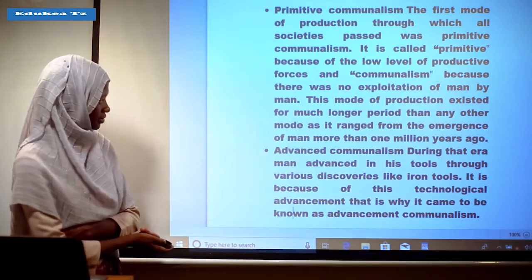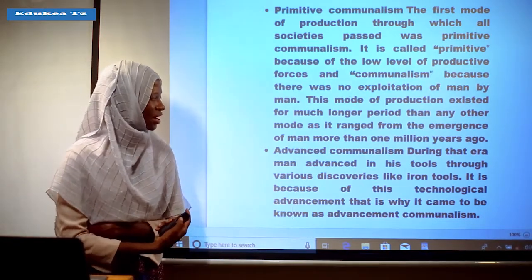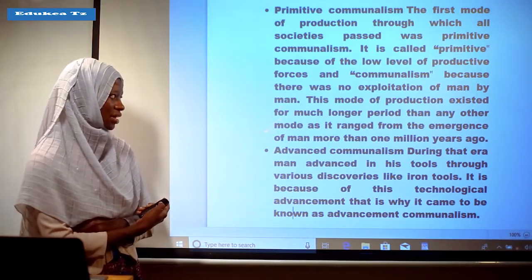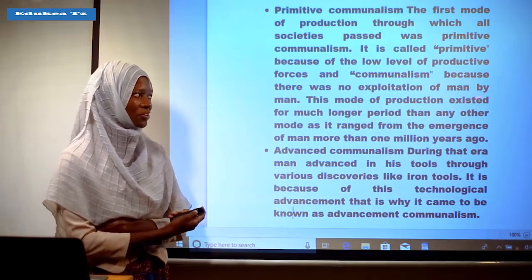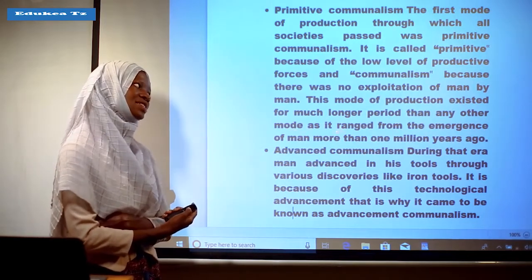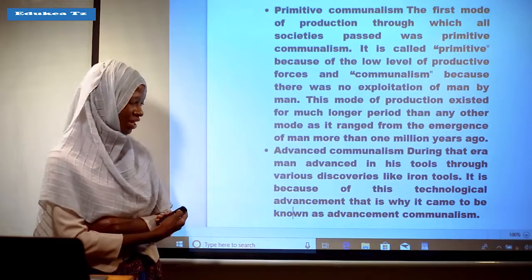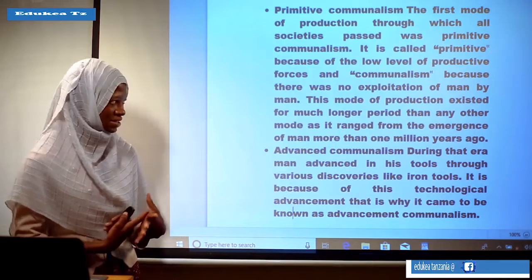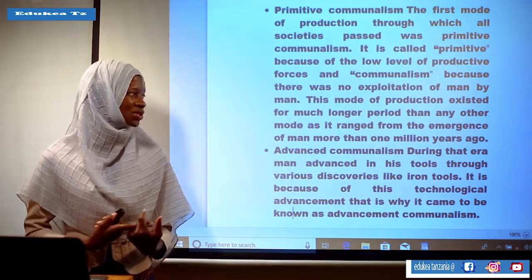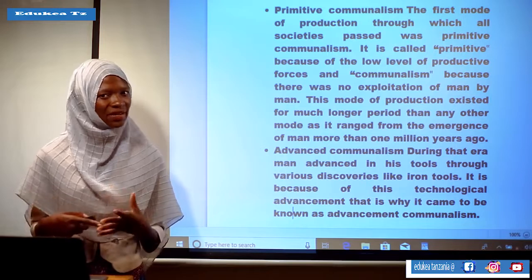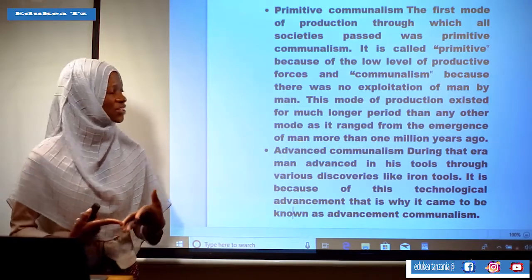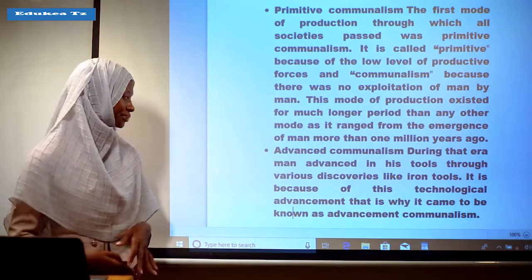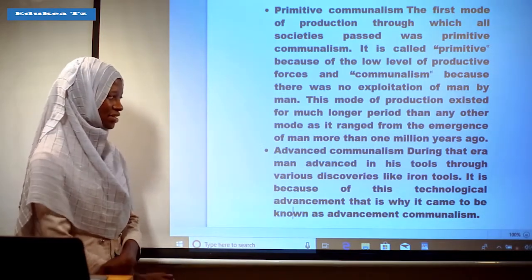Also, historians try to convince others that this mode of production existed for a much longer period than any other mode, as it ranged from the emergence of man more than 1 million years ago. It was the only mode of production which existed for such a long period in the history of man. The next is advanced communalism.